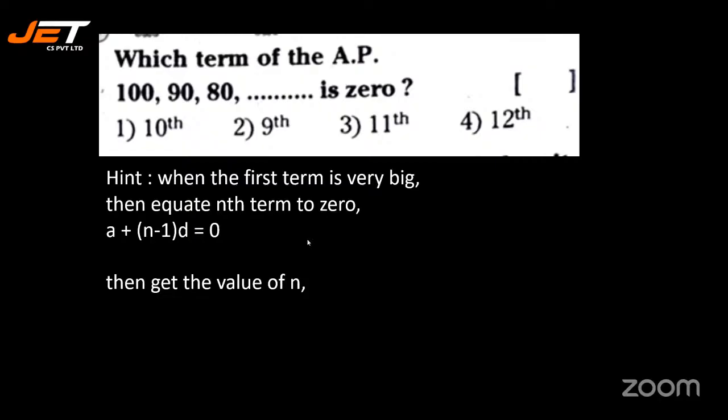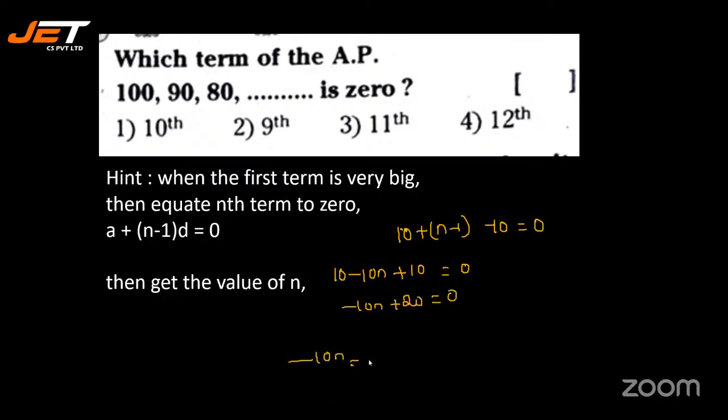Yes. So the same thing, a plus n minus 1 into d. So a plus n minus 1, we don't know. d is 90 minus 100, which is minus 10, is equal to 0. Okay. So 10 minus 10n plus 10 is equal to 0. So minus 10n plus 20 is equal to 0. So minus 10n is equal to minus 20. n is equal to 20 by 10, which is 2.